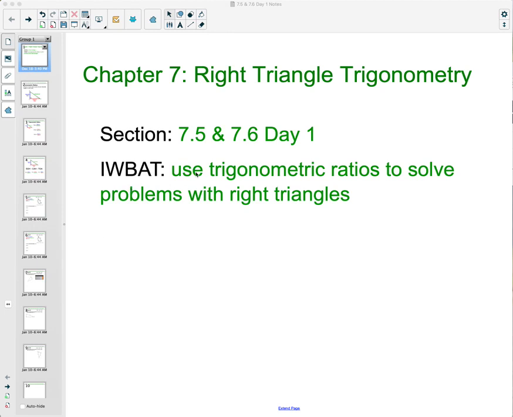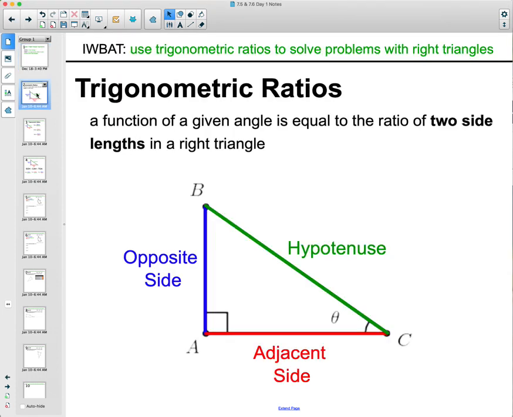In this video, we are going to talk about using trigonometric ratios, so trig, as you've probably heard it called, to solve problems in right triangles. So what a trig ratio is, it's just a function of a given angle, so you need to have an angle, and it's equal to the ratio of two specific sides of a right triangle.